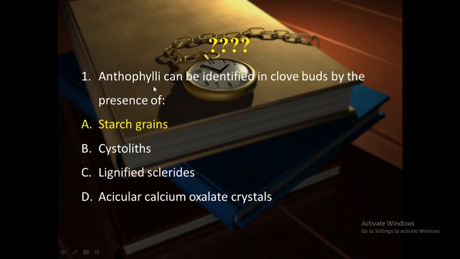Second, anthophyllum can be identified in clove bud by the presence of. Anthophyllum is also known as clove fruits or mother clove. So this anthophyllum contains the starch grains which are absent in clove bud. So starch grains is the correct answer. So anthophyllum can be identified in clove bud by the presence of starch grains, which are absent in clove bud but present in anthophyllum or mother clove.